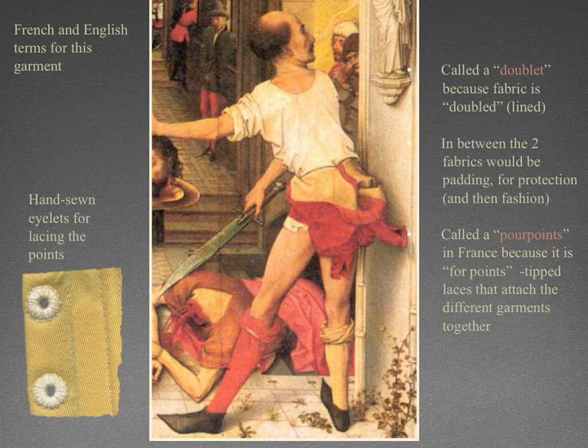So the French and English terms for this garment, in English we call it a doublet because it's doubled fabric. There's an inside layer and an outside layer, right? It's fully lined, and in between these two layers would be padding. Originally, this padding was for protection when this is going under armor, and then it just became fashionable.